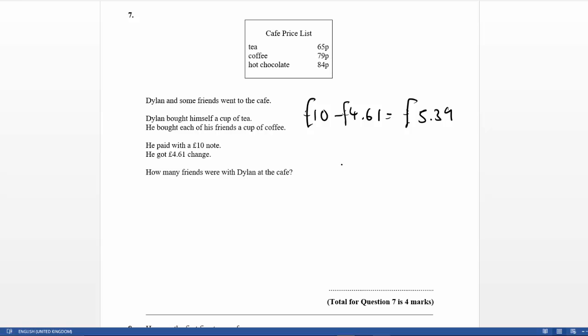Of that £5.39, I'm going to subtract the cost of my cup of tea, right? So you're going to take 65p away. Oops, should be a 65 there.